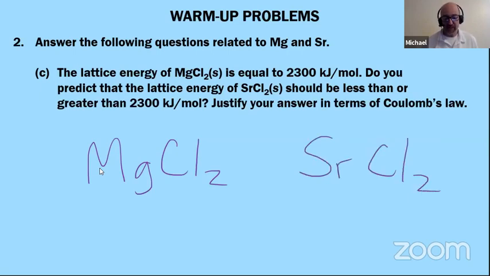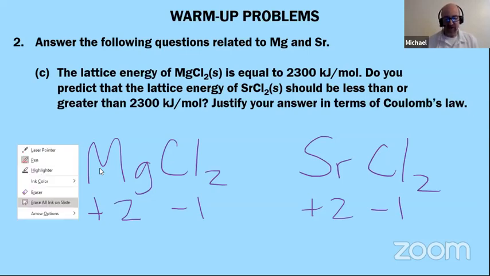Now, Coulomb's law has to do with both charge and distance. It looks like, based on the information from the periodic table, that both magnesium and strontium should have the same charge. And obviously, chloride has the same charge. So your answer should be in terms of distance. It's not going to have to do with charge, but rather distance.